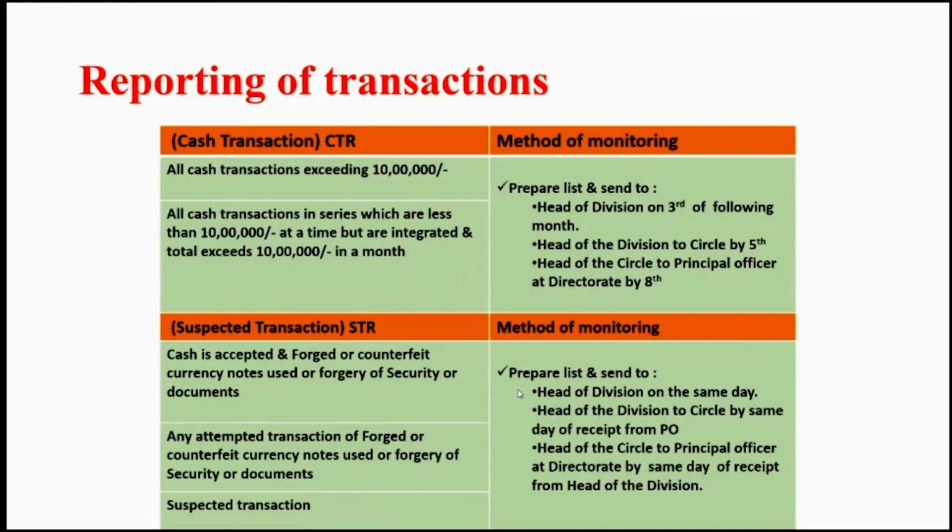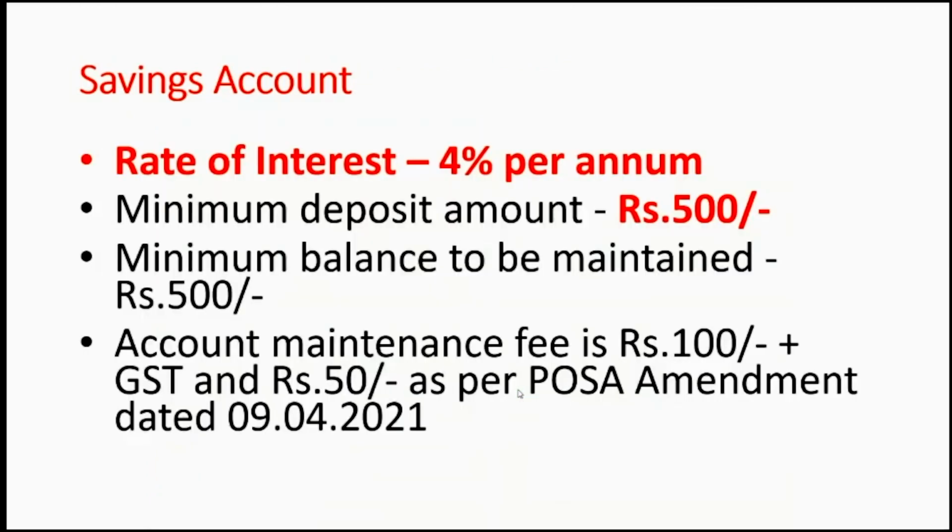whenever there is a doubt or any suspicion in the transactions, like any forged or counterfeit currency notes or any forgery in the documents. So these kind of transactions should be immediately reported under this STR, the suspected transactions report. So these are two kinds of reports. The cash transaction report should be submitted by the head of the divisions on the third of every following month. Whereas for suspected transactions, there is no time due. Whenever we find any suspicious transaction, immediately it has to be reported. So these are the two kinds of reports involved in the KYC norms.